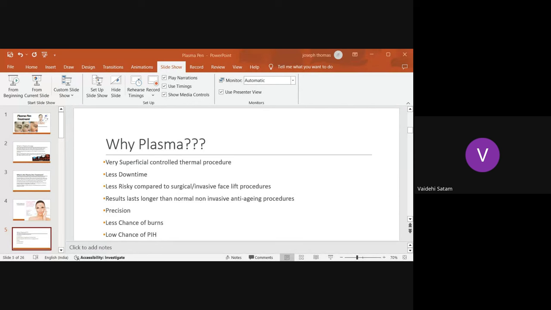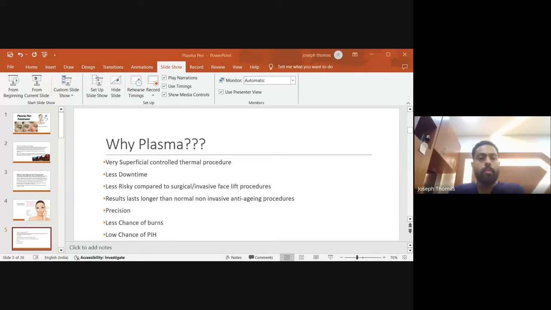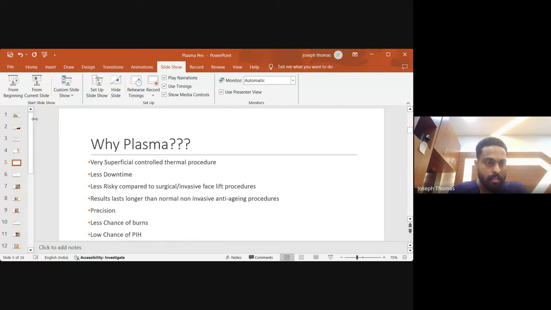Okay, so why plasma? Doctors, if I'm keeping it like this, can you see the presentation? Yes, I can see the presentation when I'm putting in the slideshow. I cannot see the Google Meet, actually. That is the main. I'll keep it like that, so that I can also hear the mute button and all. Fine.